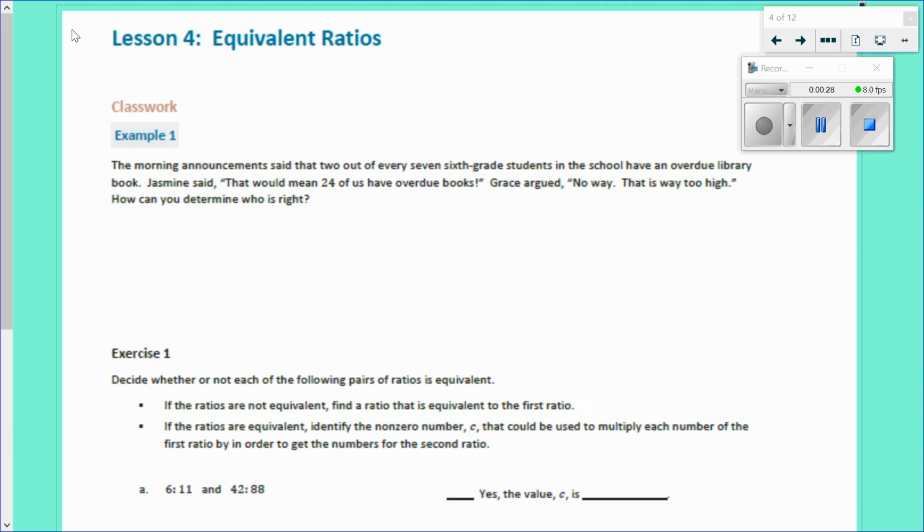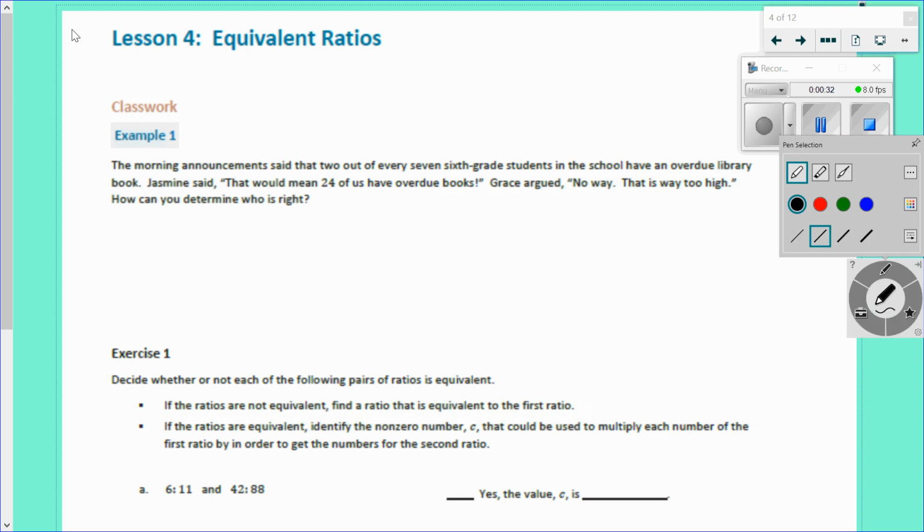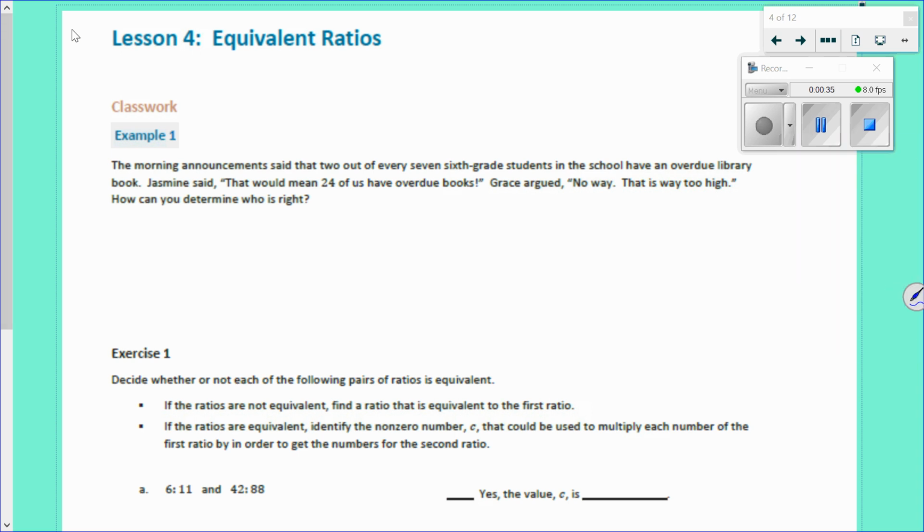So let's start with the text, marking the text in our textbook. Everybody should be on page 13 right now. On page 13, the morning announcement said that 2 out of every 7 6th grade students in the school have an overdue library book. Jasmine said that would mean 24 of us have overdue books. Grace argued, no way, that is way too high. So how can you determine who is right? There's our task.